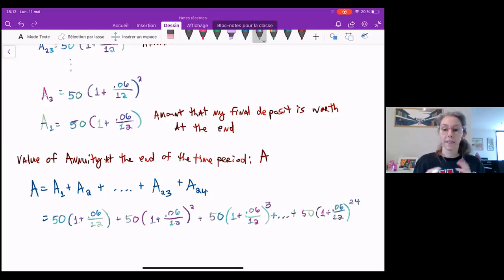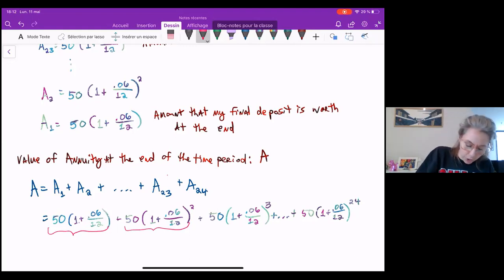Now, this is a sum. It's a finite sum. It's not an infinite sum like the sums we've been looking at lately, but it's still a sum. What kind of series is it? It's a sum, so it's a series. What are we doing to get from one term to the next? My first term here is 50 times 1 plus 0.06 over 12. To get to the next term, I now have 50 times 1 plus 0.06 over 12 squared. So to get from one term to the next, I'm just multiplying by 1 plus 0.06 over 12.